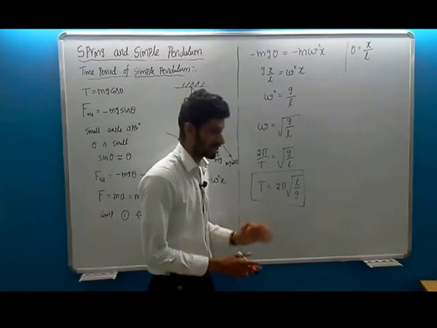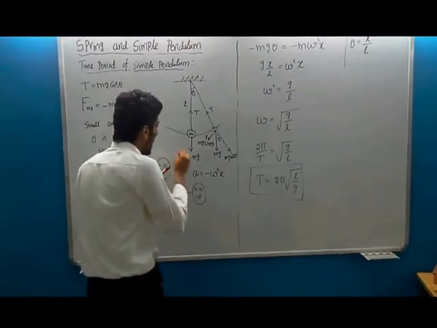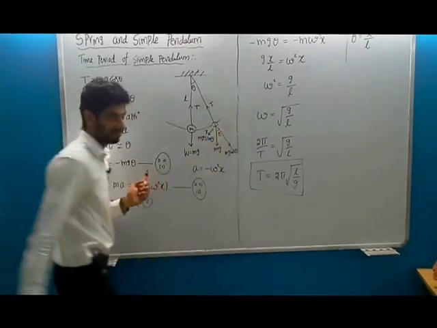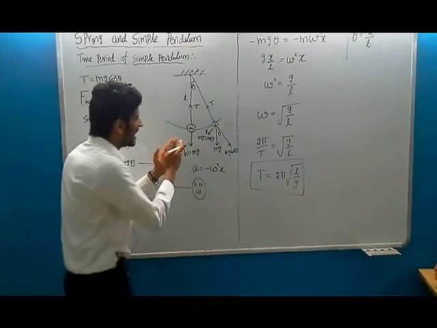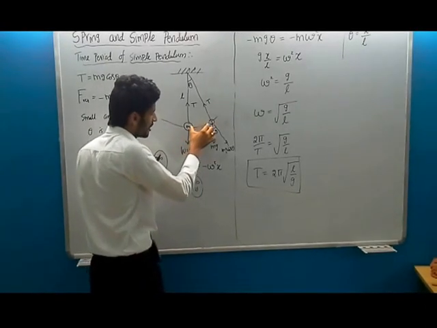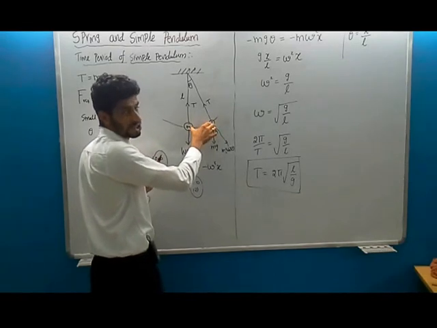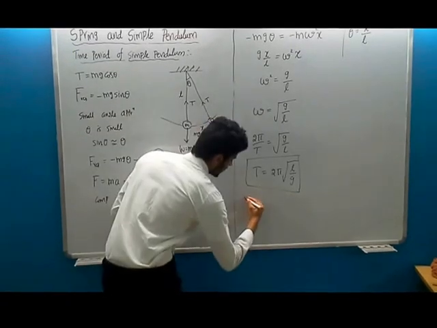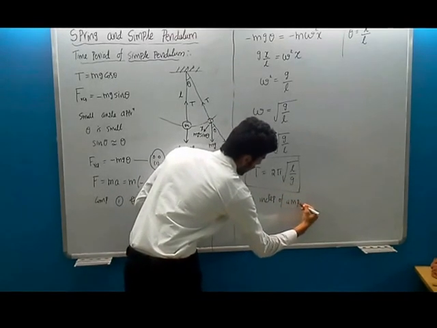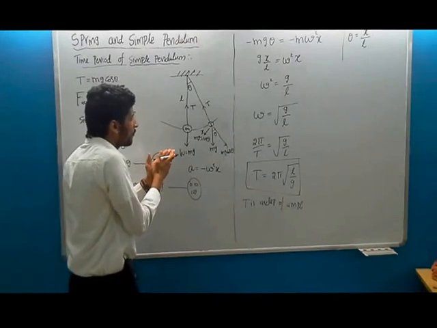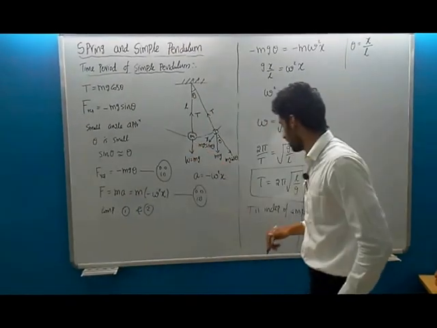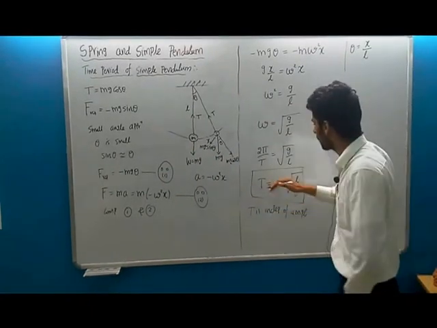Whether the time period depends on the amplitude, does it matter if I move this bob from here or here or here? No problem. For any amplitude, the angle should be less than 20 degrees. So if the amplitude is varied, the time period doesn't change at all. So T is independent of amplitude. It doesn't matter from how far I take this mass from the mean position.